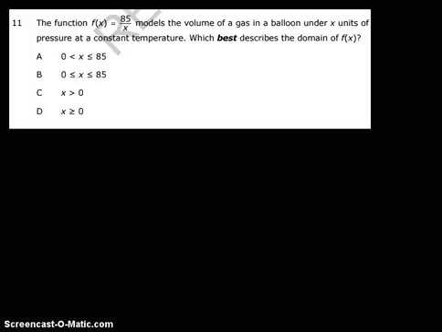Question number 11. The function f of x is equal to 85 over x models the volume of gas in a balloon under x units of pressure at a constant temperature. Which best describes the domain of f of x? Okay, well, in this case we do have a rational function.